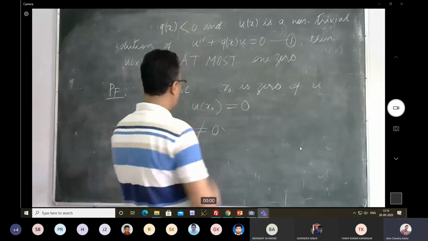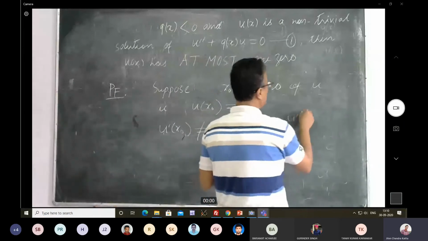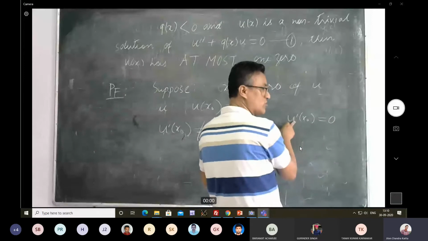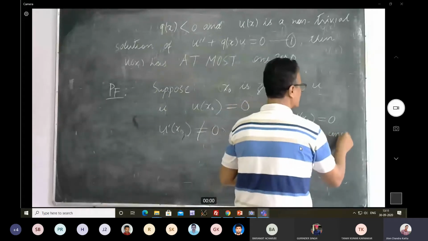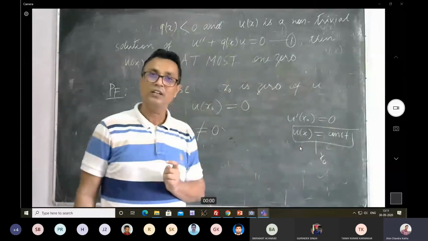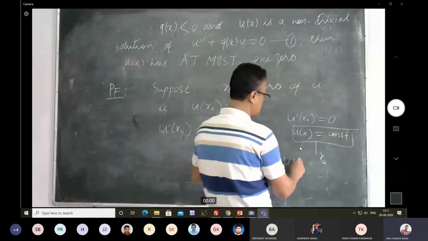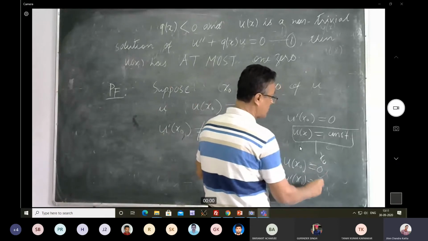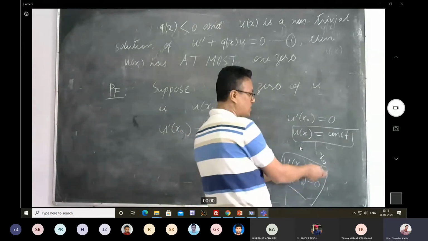See, if I consider the neighborhood of x naught, then what is going to happen? If u(x naught) is equal to 0, then by the continuity of u, u(x) is going to be equal to constant in the neighborhood of x naught. Now I have been given two conditions here: u(x naught) equal to 0, and u(x) not equal to 0. Under these two conditions, it doesn't necessarily have to be 0 everywhere.